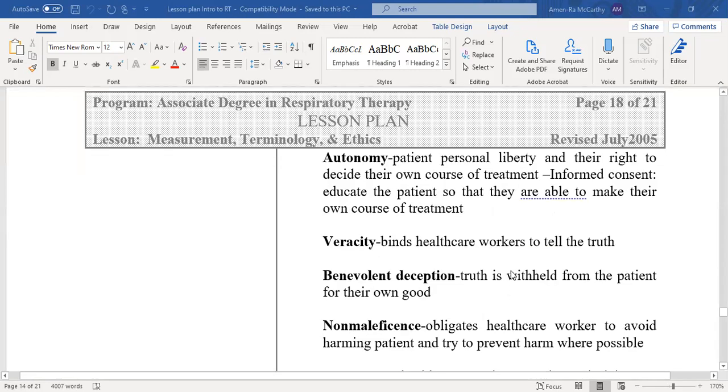Another term is veracity. Veracity binds healthcare workers to tell the truth. You know that your coworker hasn't been seeing this patient, and they've been sleeping and not doing what they're supposed to do. When they come to you and ask you about it, you're bound to tell the truth, because the patient is being harmed. If they're not getting their medicine and their treatments, they're being harmed.